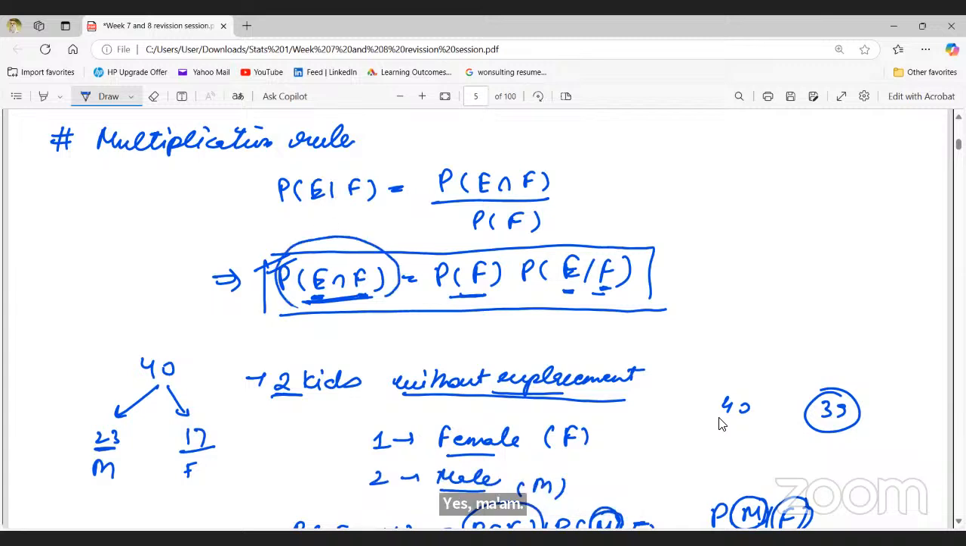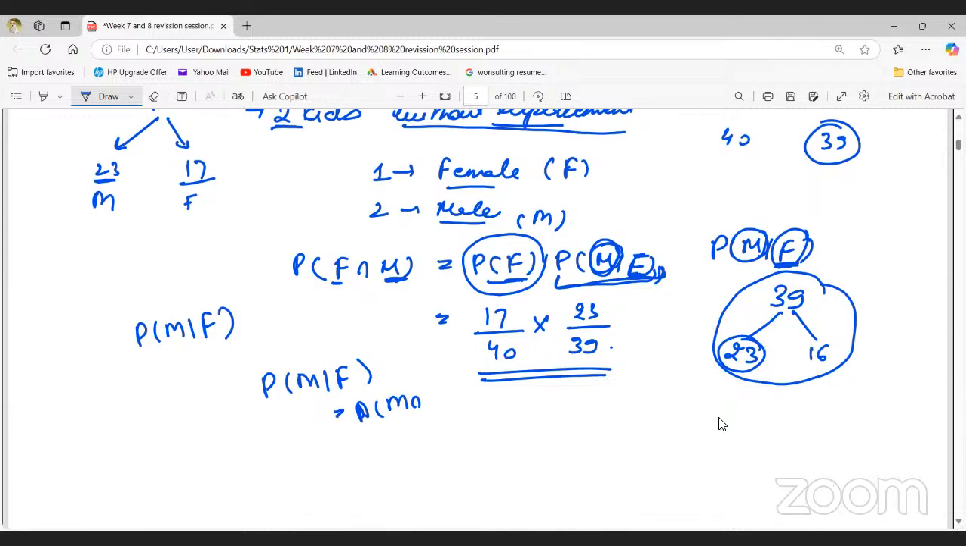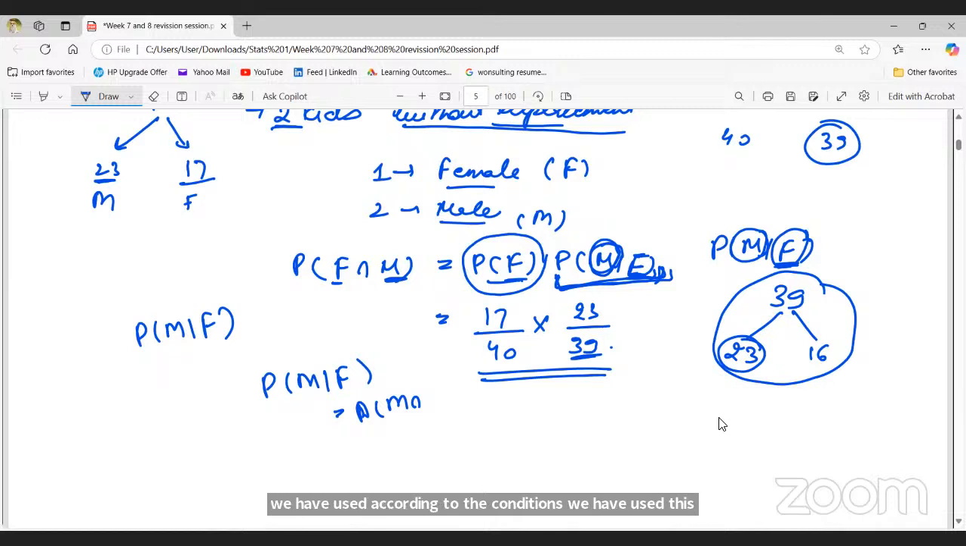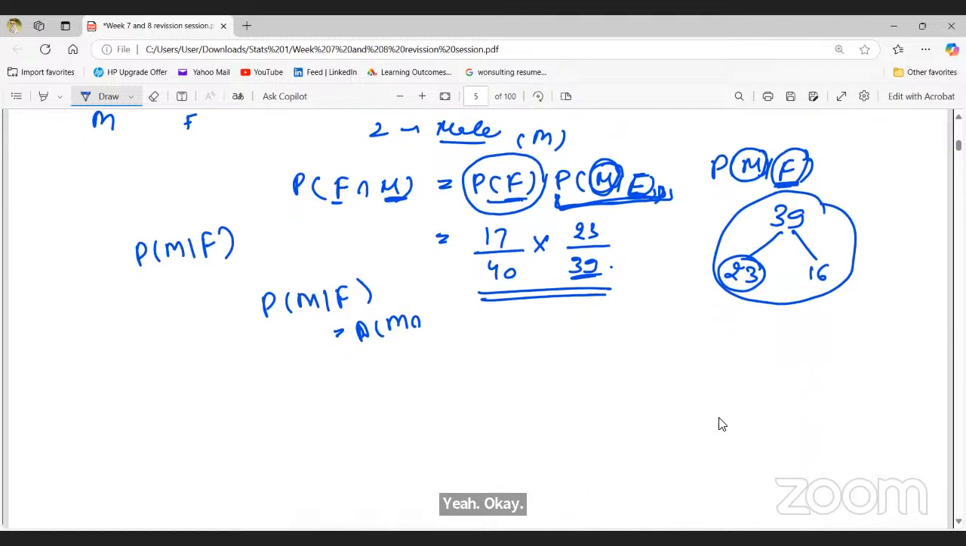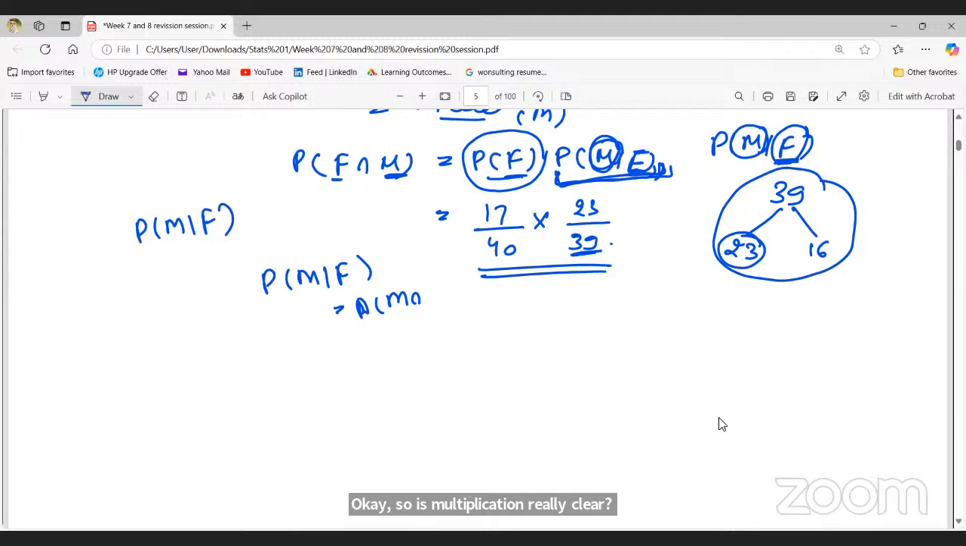If you have to find out the intersection, we would be using this formula. And according to the conditions, we have used this value. In this, we won't be using the formula here. Okay, the multiplication rule will be used here. If the question is given with replacement, then it would be probability of F into probability of male. That would be a different case.